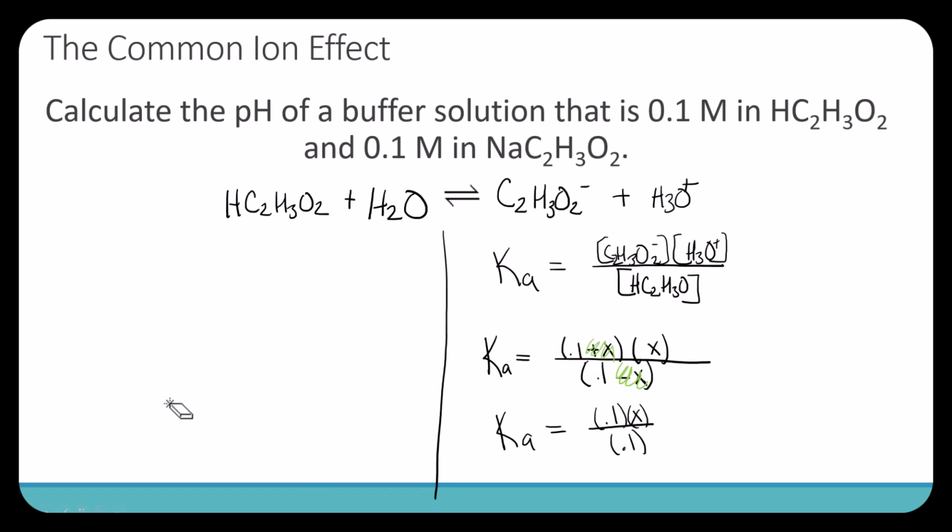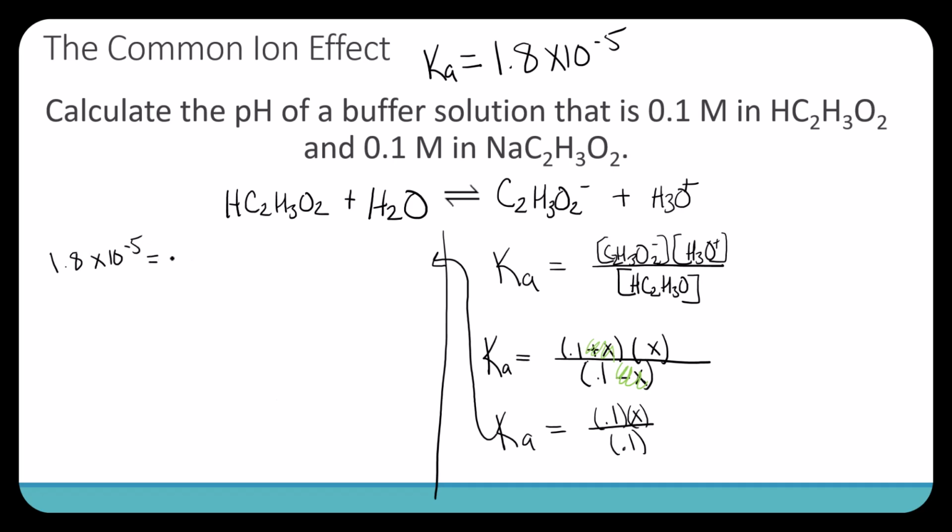All right. So the Ka for this equation is 1.8 times 10 to the negative fifth, so that's always going to be given. So we're going to bring this up here, and we're going to solve for x. So 1.8 times 10 to the negative fifth equals 0.1x over 0.1.